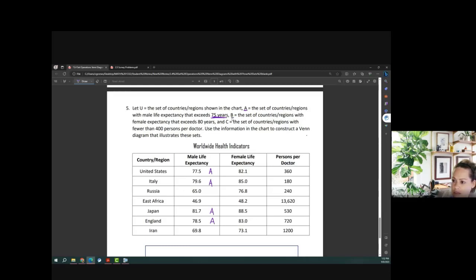Let's look at set B. Set B is where the female life expectancy is over 80 years. So if it's over 80 years, they're going to go in set B. So the US, Italy, no Russia, no East Africa, Japan, England, no Iran. Okay, and then C is going to be where there are fewer than 400 persons per doctor. So the US is less than 400, Italy is less than 400, Russia is less than 400, East Africa, Japan, England, and Iran are not less than 400, so they cannot go in C.